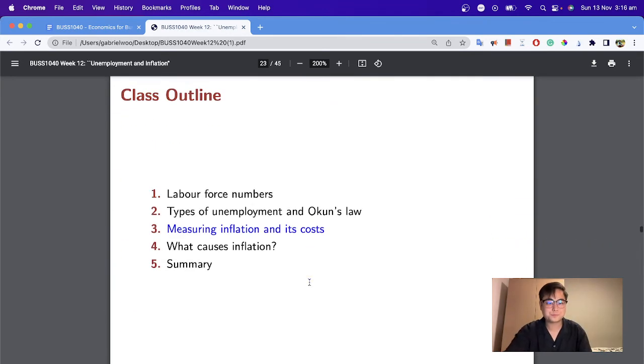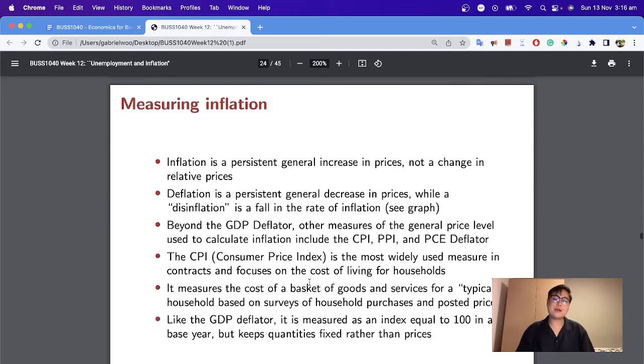So that's Okun's law. Now that we have touched on labor, unemployment, measuring unemployment and Okun's law a bit, let us also talk about measuring inflation. Inflation is a persistent general increase in prices, not a change in relative prices. Relative prices, as in, here's a discount of 20%, so prices have decreased. No. It is persistent, as in not just one period, but across multiple months, multiple quarters, of general increase in prices. So not just increases in the price of one commodity, but general.